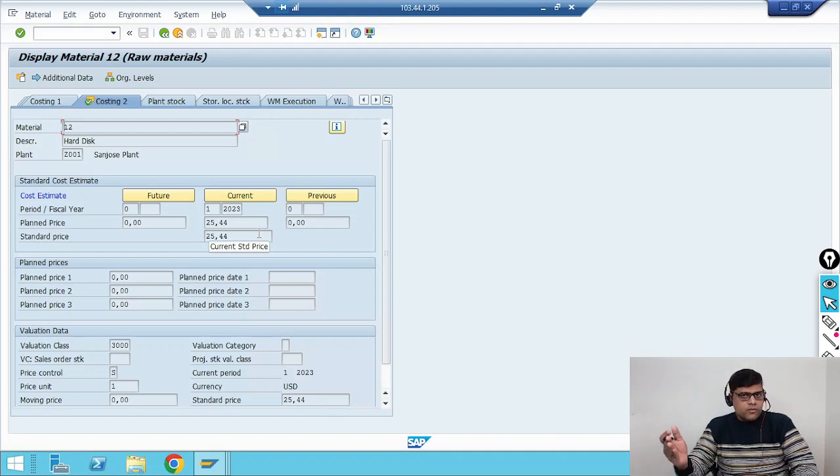So first the cost will be calculated, then we are going to update the same in the material master. So you can see this price is updated here, 25.44. This price is updated, 25.44 USD. The price is updated as current price.